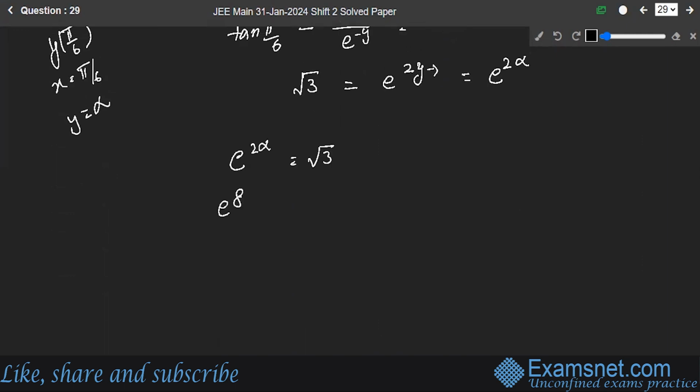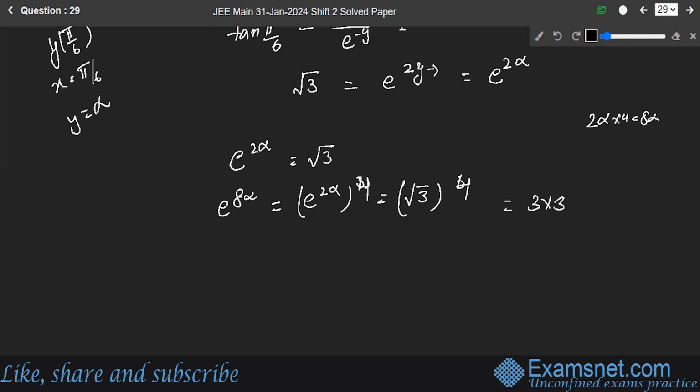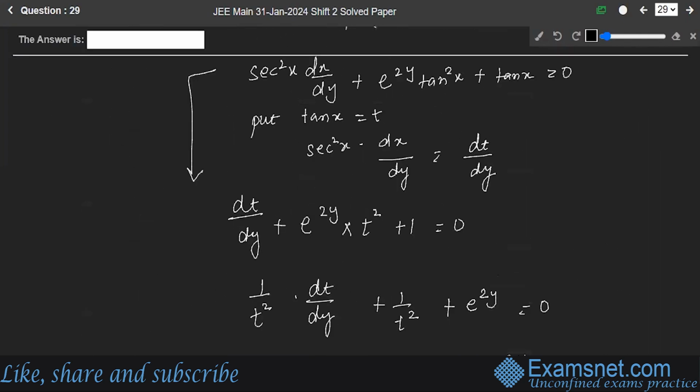If I want e raised to power 8 alpha, this is equal to e raised to power 2 alpha, the whole raised to power 4, because 2 alpha into 4 is equal to 8 alpha. So this is root 3 raised to power 4, which is equal to 3 into 3. So the answer to the question is 9. Hope you're clear with this. Let's move to the next question.